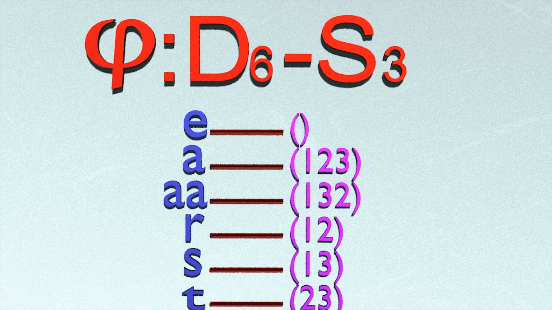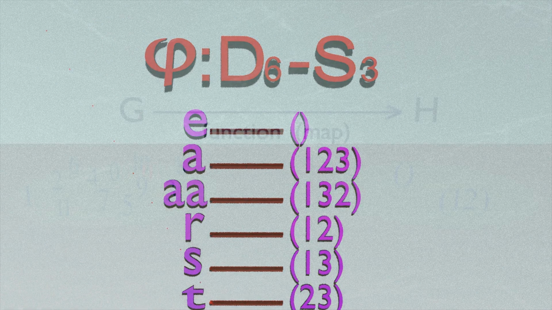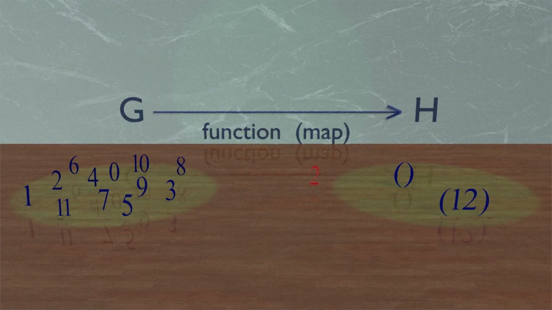Second, phi is onto. Something is mapped to each and every element in the range S3. Remember our example Z12 to S2, which mapped even elements to the identity and odd elements to the transposition? With only 2 elements in the range, the identity and the transposition, that map was onto. However, those two groups were only similar shaped, not equal shaped.